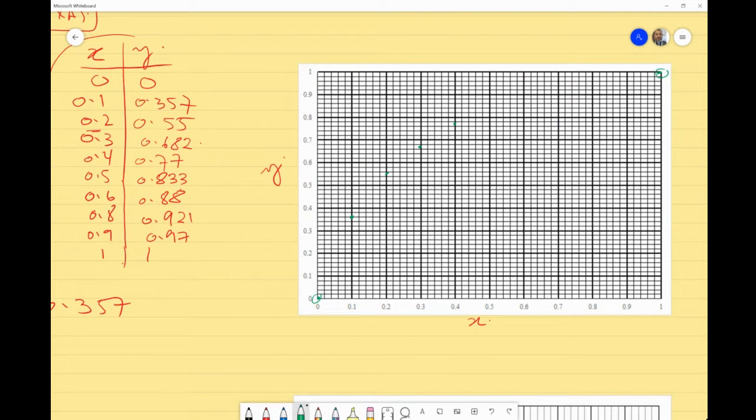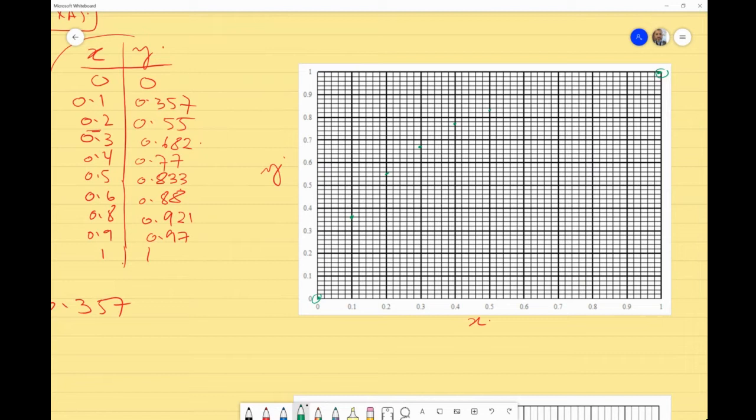That doesn't have to be all the points, by the way, because at the end of the day, you're going to connect them together. You don't have to do all of them, but for example, if it was in the exam, I would have used only 0, 0.2, 0.4, 0.6, 0.8, and that's it, because you have to be fast. Okay, so at 0.5, we have 0.833, so it's going to be somewhere here.